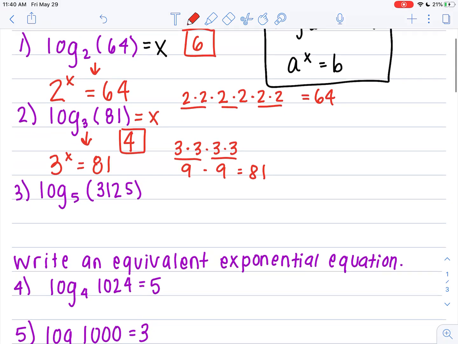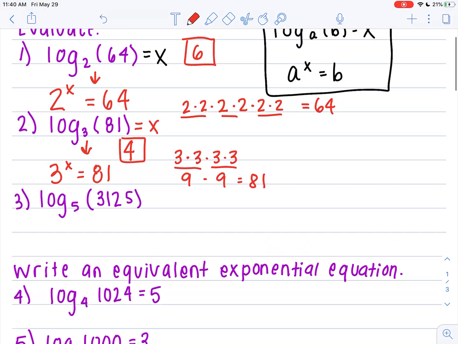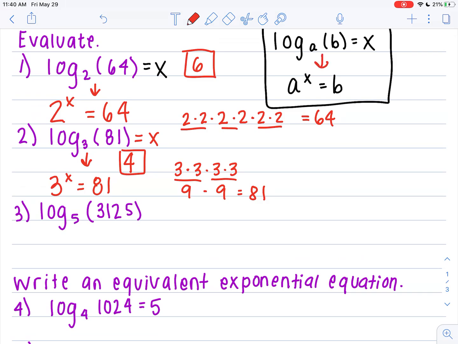Okay, number 3, we have to write it again to get from here to here. So a to the x equals b, so 5 to the x equals 3,125.